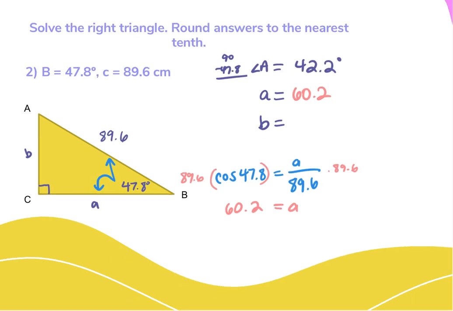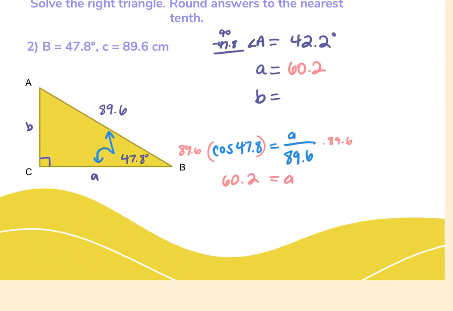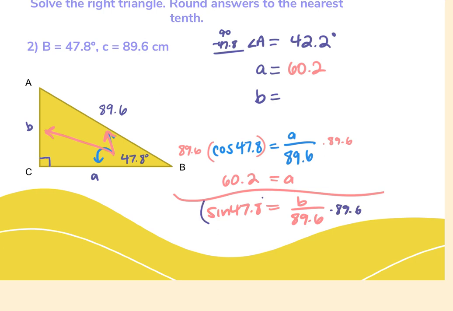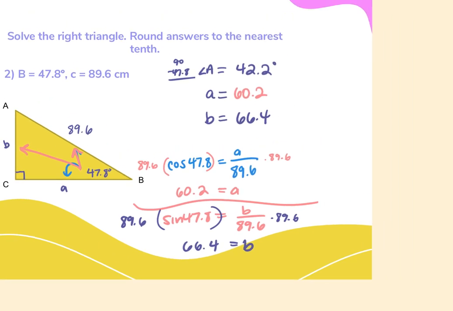And then to find B, now B is opposite the 47.8. I still have the hypotenuse, so now it's sine. Sine of 47.8 equals opposite over hypotenuse. The variable's in the top, so I just multiply by what's in the bottom. 89.6 times the sine of 47.8, and B is 66.37 or 66.4.